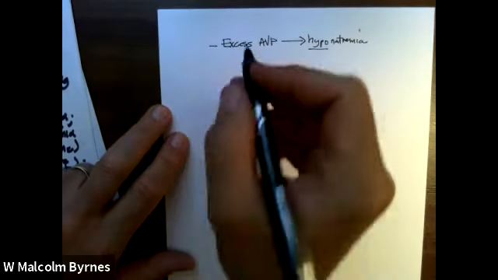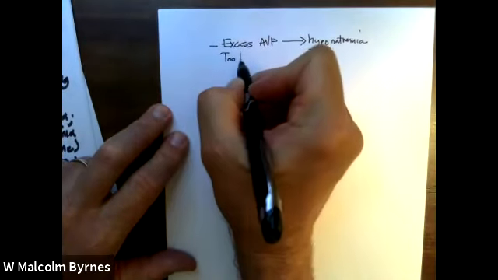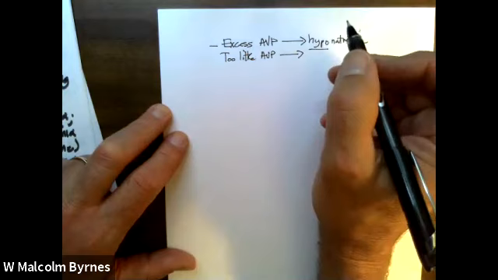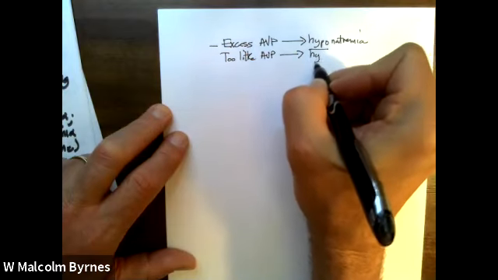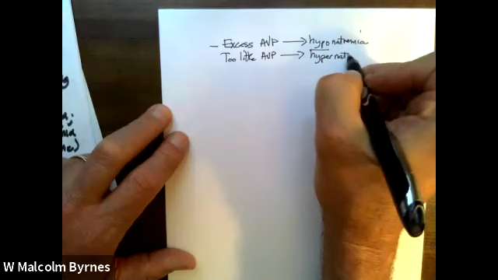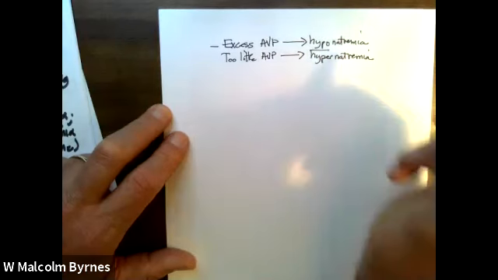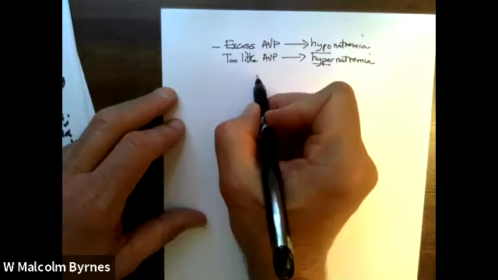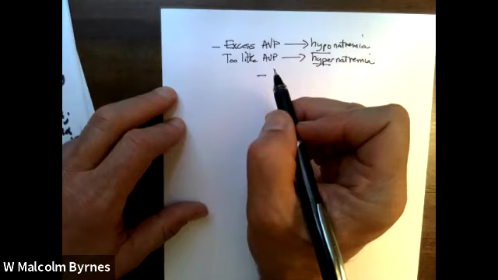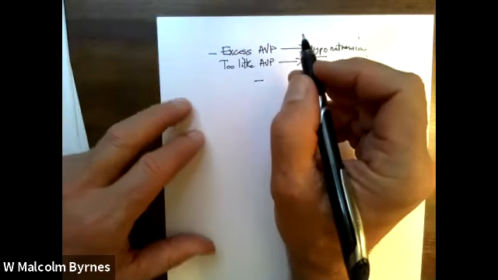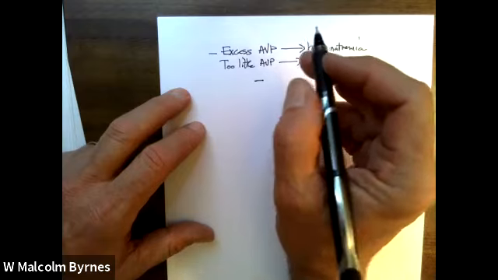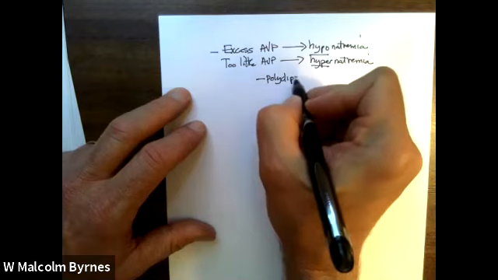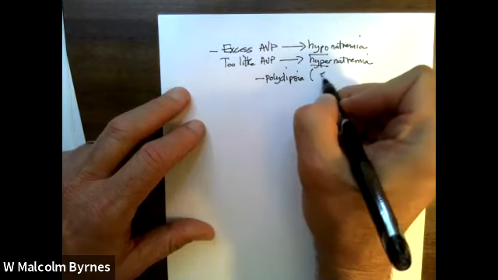Now, if we have too little AVP, on the other hand, conversely, this will cause hypernatremia. We're not bringing in enough water, and the sodium is at too high levels, and the body will respond. There will be a sensation of thirst, known as polydipsia. That word means excessive thirst.